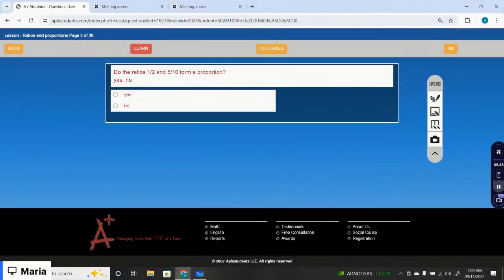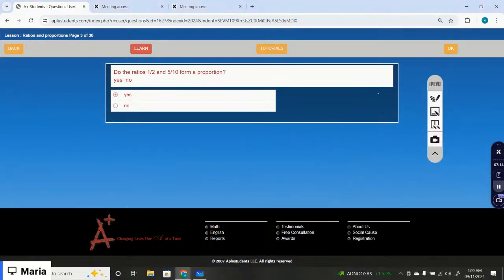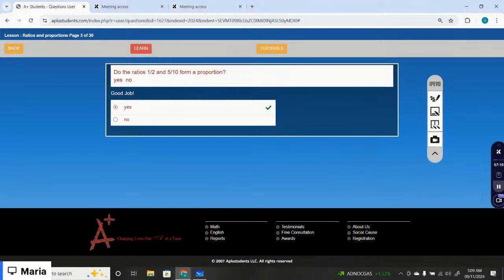Do the ratios 1 by 2 and 5 by 10 form a proportion? 1 over 2 times 5, right? 5 times 1 is 5, 5 times 2 is 10. So you can see now they both are exactly equal. So that means yes, they form a proportion. Option number 1 is the correct option.